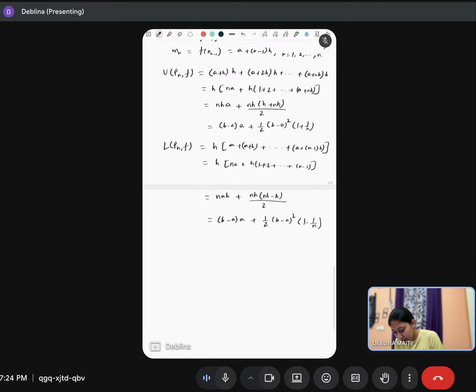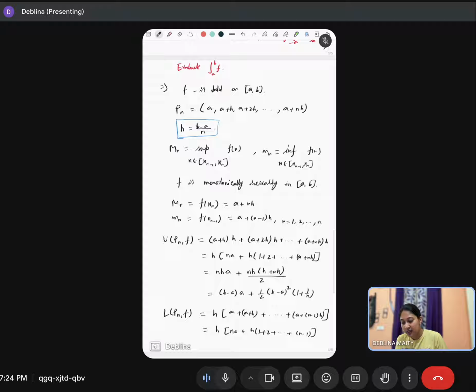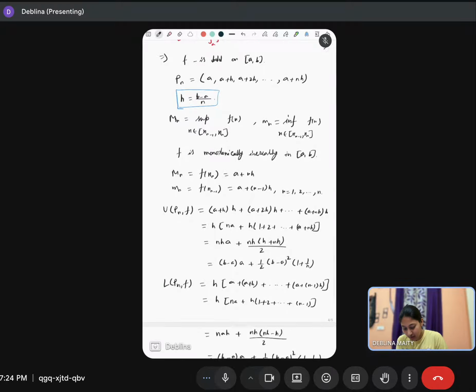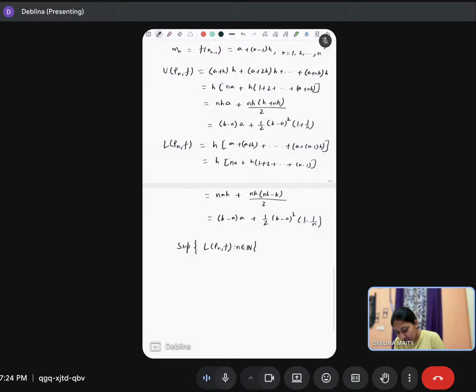Now the supremum of this set, so you have to take the supremum of L(P_n, f) and the infimum of U(P_n, f), right? So the supremum of L(P_n, f), now P_n are some particular partitions, right? So this supremum will be less than or equal to the supremum of this set L(P, f), where P belongs to this partition set, right?